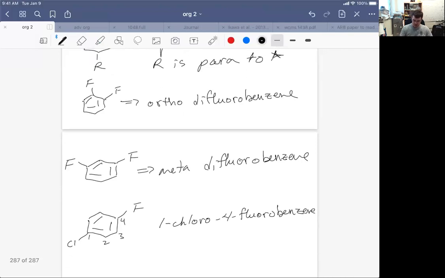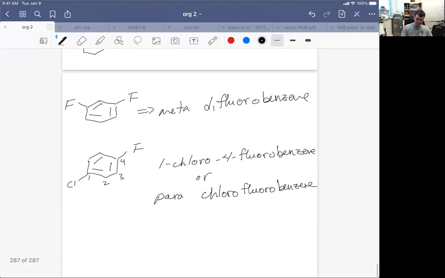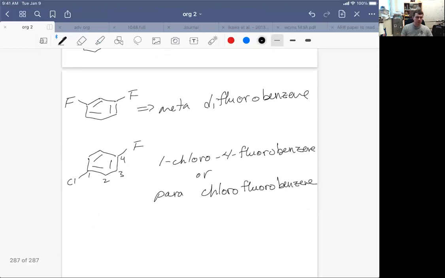But you could also call this para-chlorofluorobenzene. Okay. We'll get to some examples where it makes a little bit more sense. When you have these different substituents, I like the 1 and the 4 better here, but we'll look at some other examples. Before we go into that, let's do a tri-substituted example.